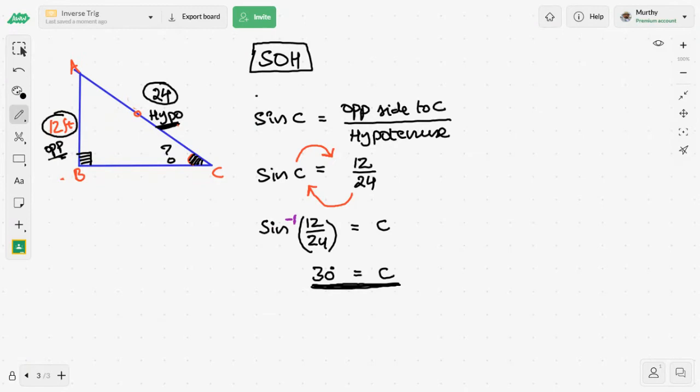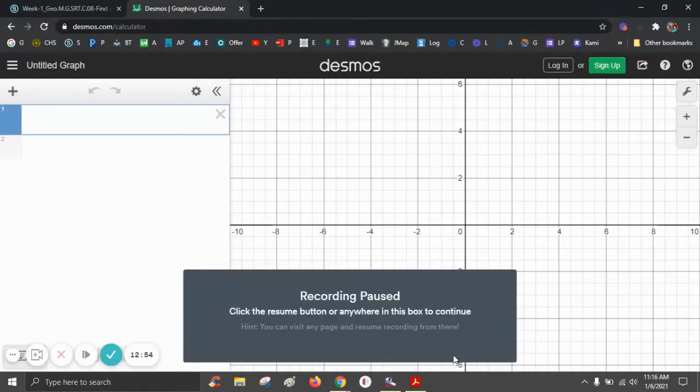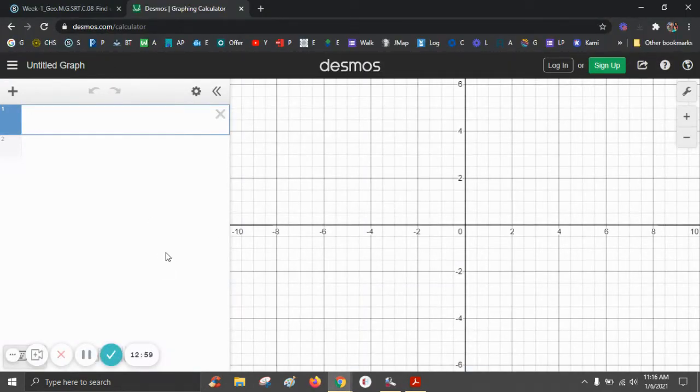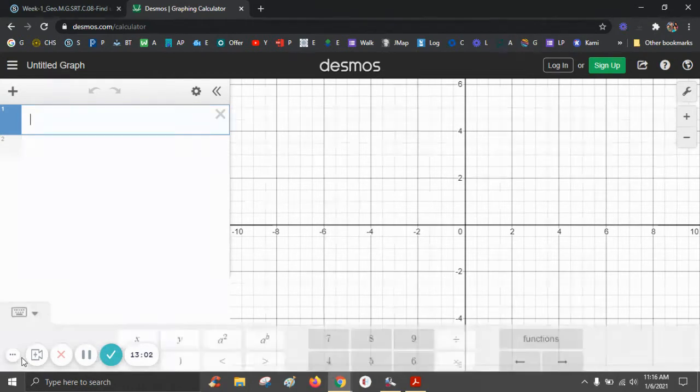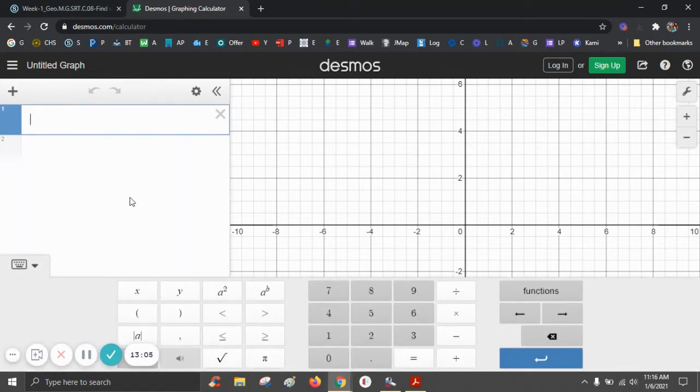In case the same sum is to be done using a Desmos calculator, what to do? Let me jump to Desmos here. On the left bottom you see show keypad. Use your laptop or PC keypad and type sine, followed by the a to the power of b option. Click here, then type -1. Now you got sine inverse.